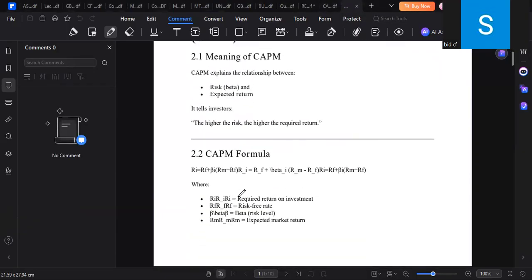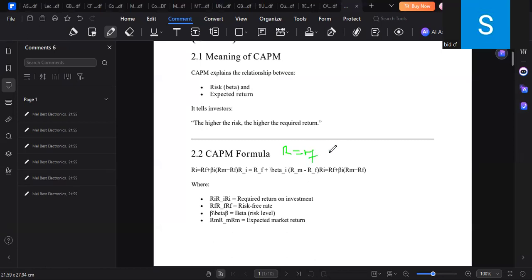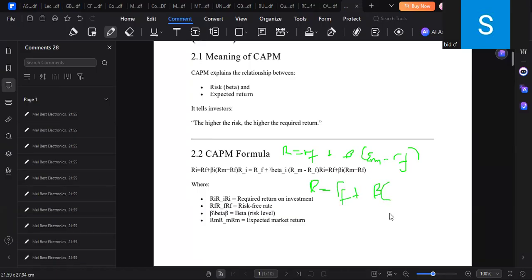So the CAPM formula is given by: expected return is equal to what? Risk-free rate plus beta times, and we have what? Market return minus risk-free rate. Now this is also called the market risk premium. So if you want, you can say the return is given by the risk-free rate plus beta times the premium, if it's given directly.